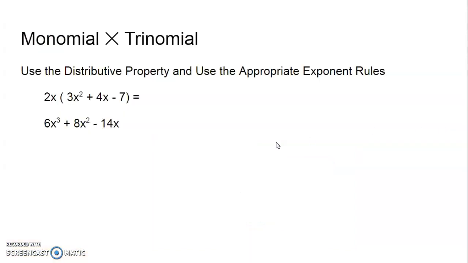Okay, I want to review multiplying a little bit here. So the first one will be a monomial times a trinomial. What you really need to remember is that you need to use the distributive property and the appropriate exponent rules. We'll also be combining like terms when needed at the end. All right, so if you look at this, I did 2x times 3x squared, right? And that gives me the first term, 6x cubed. So you start by multiplying the numbers, 2 times 3, and then use your exponent rules for multiplying with the variables here. So 1 plus 2 is 3, so 6x cubed. Second term, 2 times 4 is 8, x squared. Last term, negative 14x. So this is your final answer here.